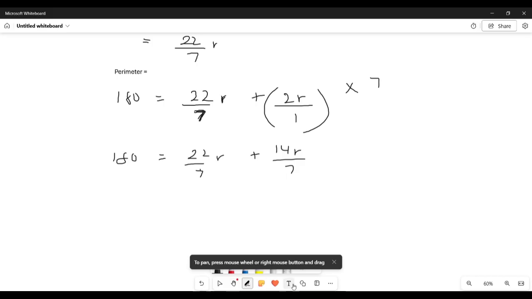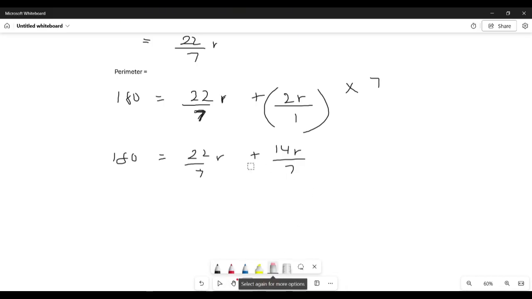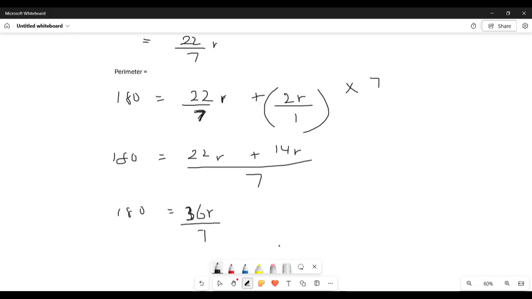Or simply I could have done like this, over 7. Right. So what will be the answer in here? So it is 180 equals to 22 plus 14 is 36, so 36r over 7. Okay.